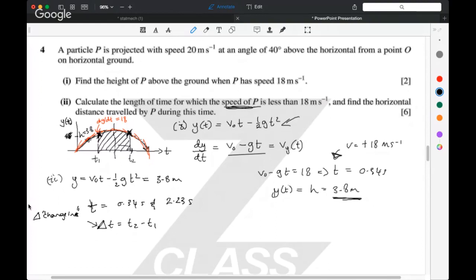We were talking about this function, which is a parabola because it's got t squared, and the fact that its gradient changes as you move along, and it flattens out at the top and then starts becoming more and more negative. So we could solve for the points where the gradient was equal to 18 by differentiating and setting it equal to 18.